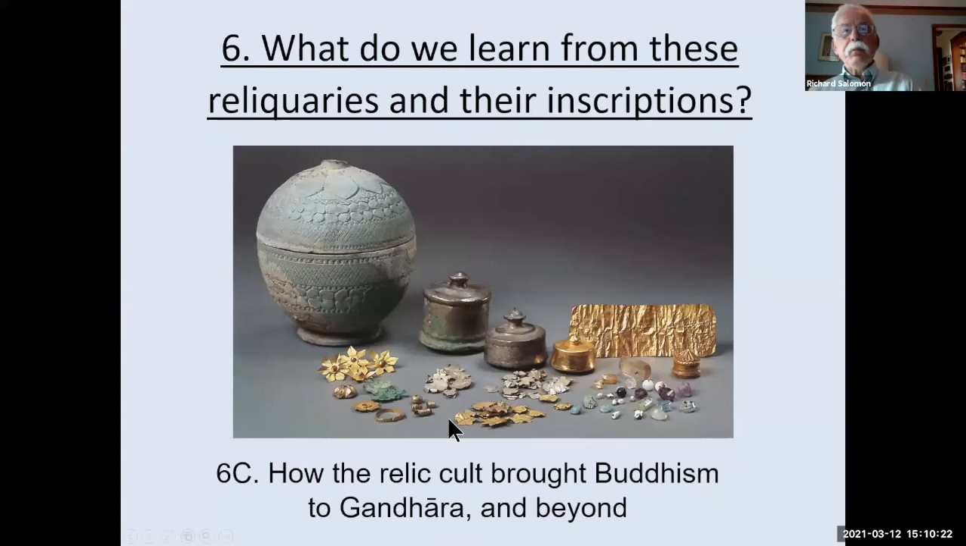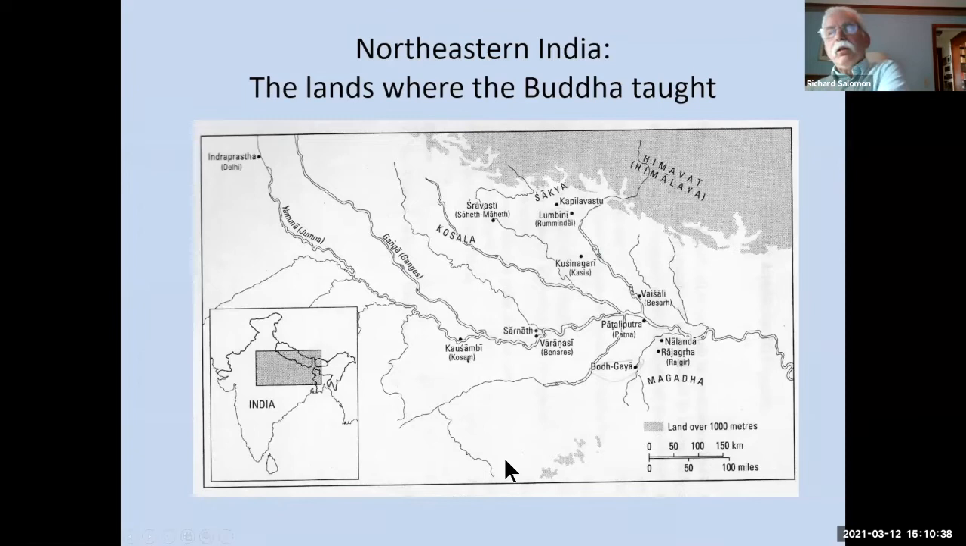Last topic, and I hope I still have a few minutes, really the most important topic. So subtopic 6C, how the relic cult brought Buddhism to Gandhara and beyond. So I showed you before a map of the northwest of Gandhara. So this is the land of the Buddha himself, the original, or what scholars call the historical Buddha, as opposed to the Buddha of legend, myth, etc. So this inset shows the areas in which Buddha lived and taught.